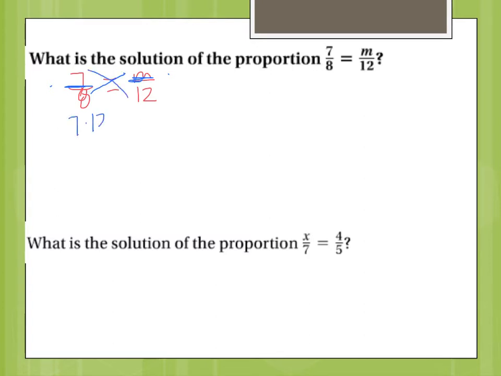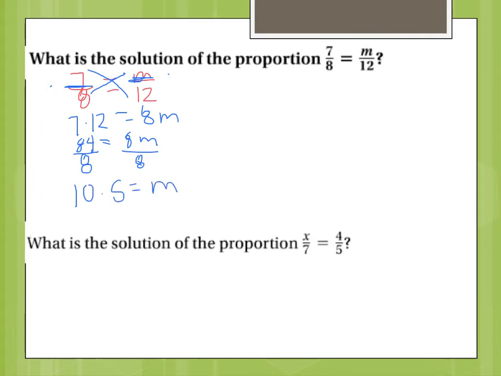So it's 7 times 12 is equal to 8 times m. So I have 84 is equal to 8m. And then divide both sides by 8, and you get 10.5 is equal to m.